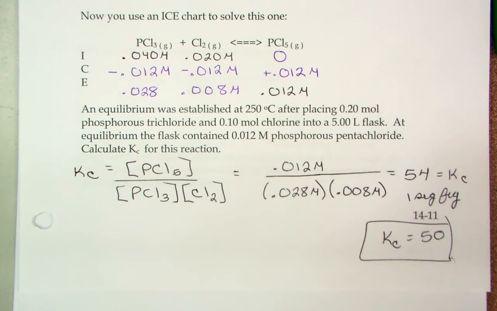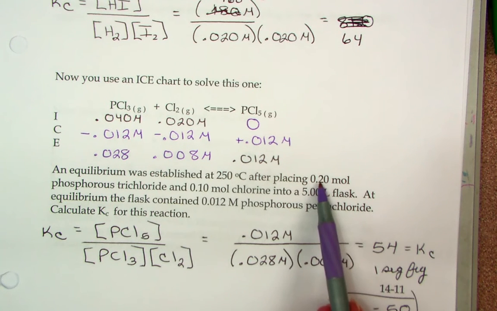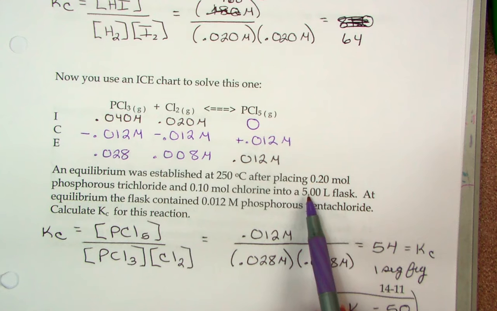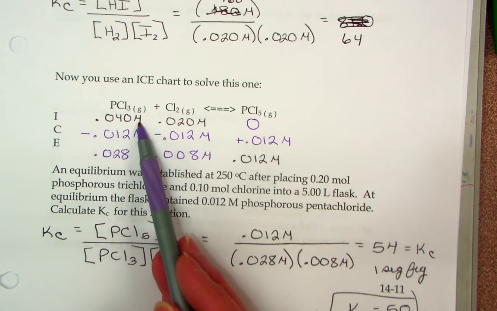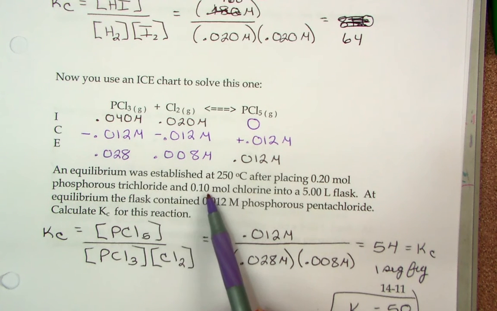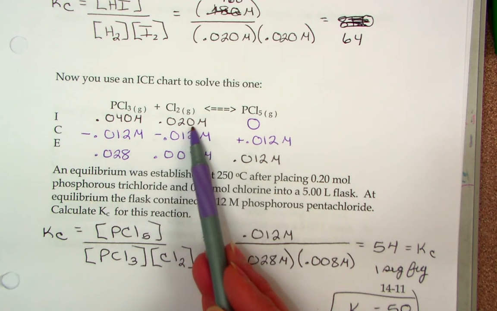Okay, let's take a look at this problem. When you set this up, we were given information about the number of moles and the volume of the flask. So we have to divide 0.2 moles of phosphorus trichloride by 5 liters, and we get 0.040 molar. And the 0.1 mole of chlorine in a 5-liter flask, we get 0.020 molar.